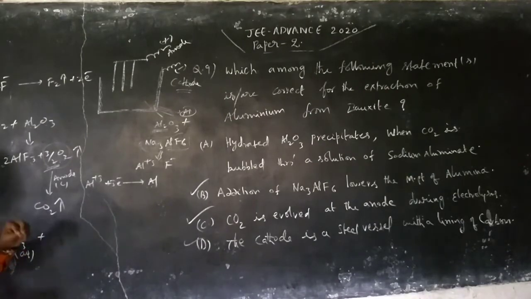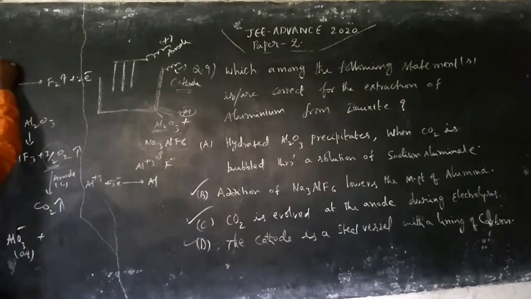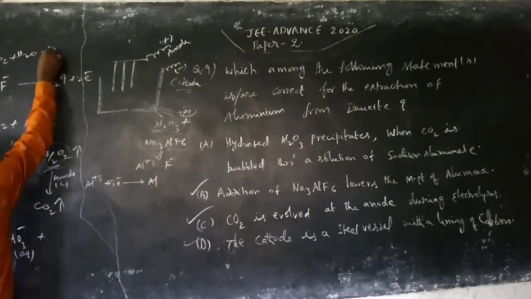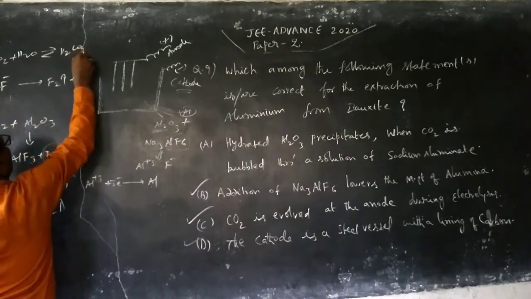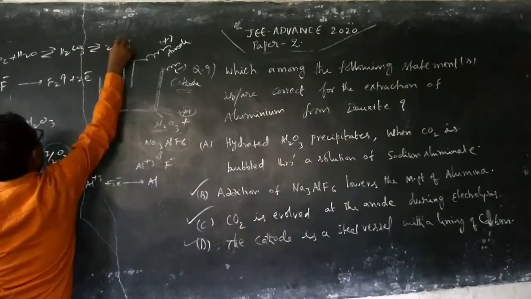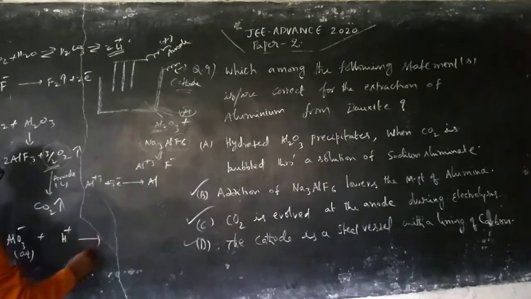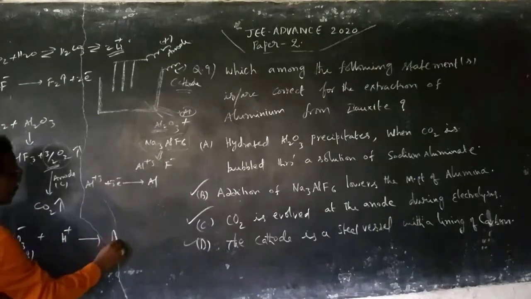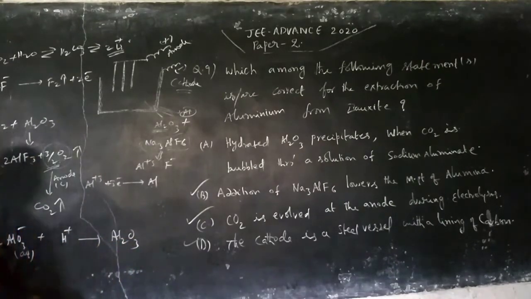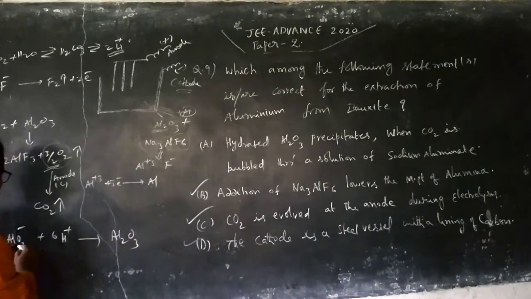Once you pass CO2 gas in water, what happens? CO2 with water is a weak acid, forming carbonic acid, which is capable of giving H plus ions. So it provides the medium of H plus ions. Those H plus ions are helpful to convert this into Al2O3. With 3 oxygens, you can put 6 H plus.